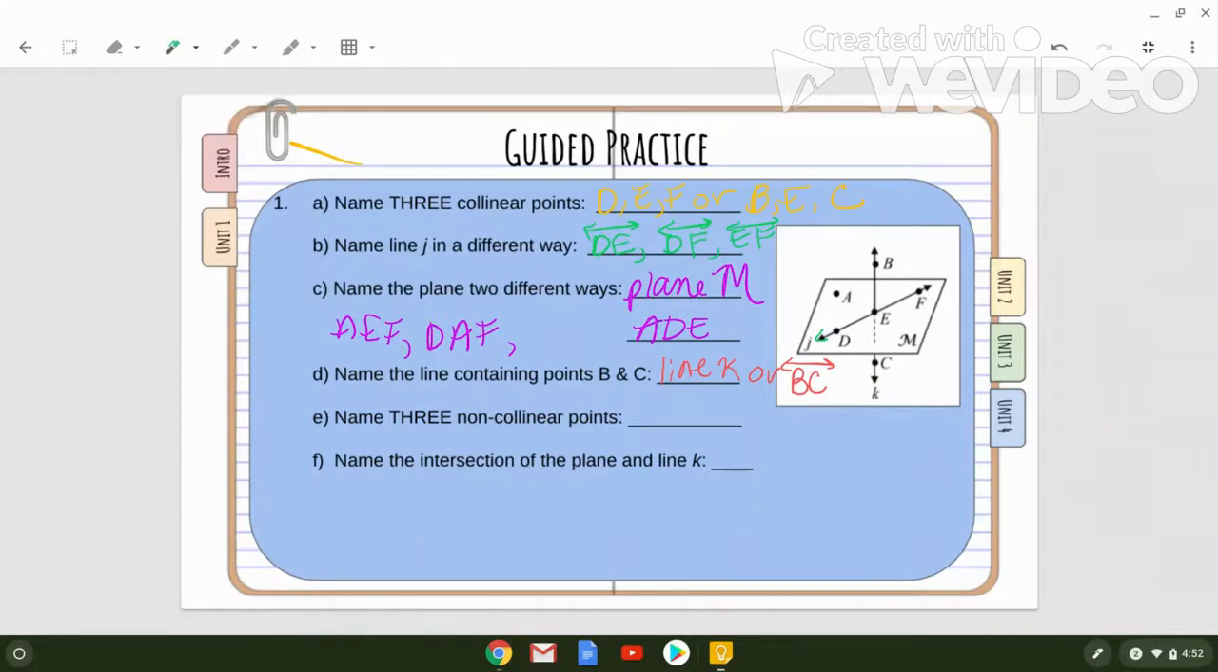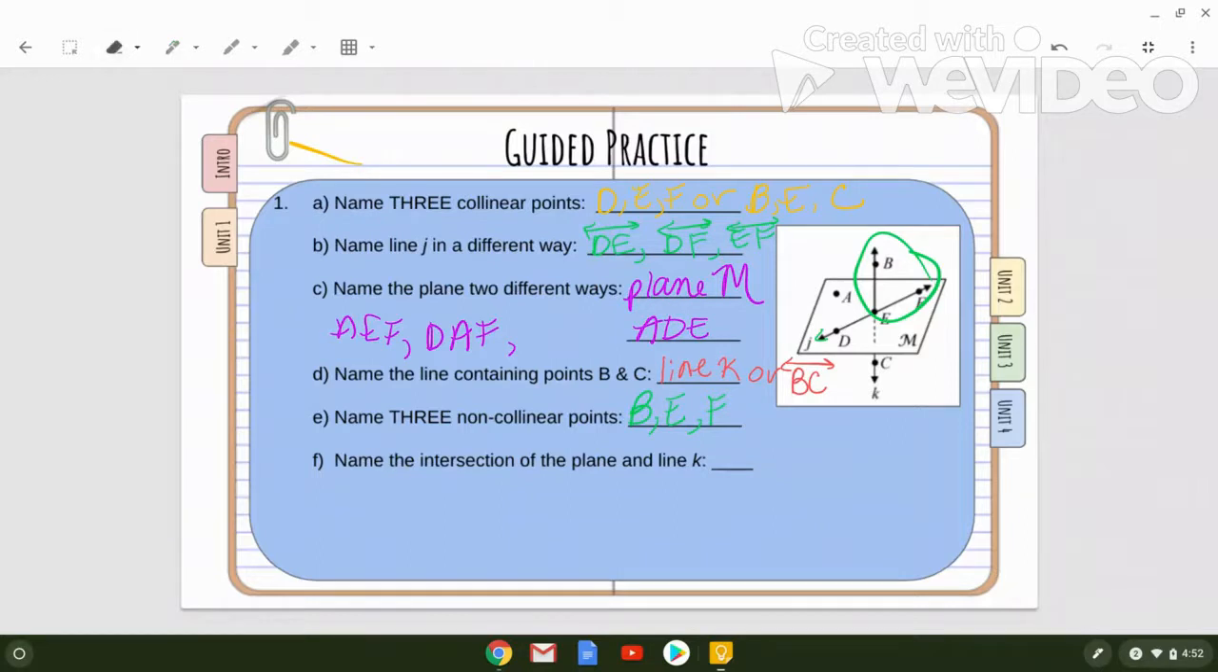Okay, if I want to name 3 non-collinear points, I just pick 3 points. It doesn't matter which ones as long as they're not on the same line. The 3 you cannot pick are D, E, F, and you cannot pick B, E, C. But I could pick B, E, F because those 3 points will never form a straight line. So point B, point E, and point F would be a good example. There's plenty of other examples on there.